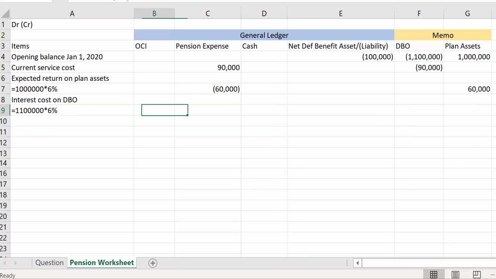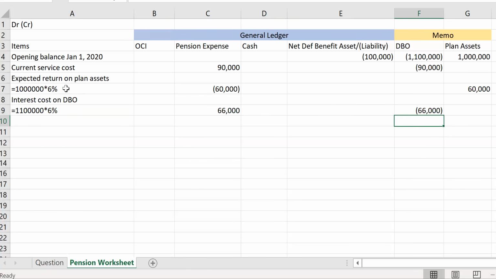So then this is going to increase our pension expense. So we're going to have 1.1 million times 6%. So we're going to be increasing our pension expense by 66,000. And this is also going to increase the defined benefit obligation, the future payments. So this is a credit balance. So to increase it, we credit it.